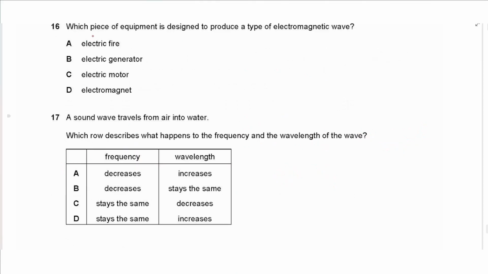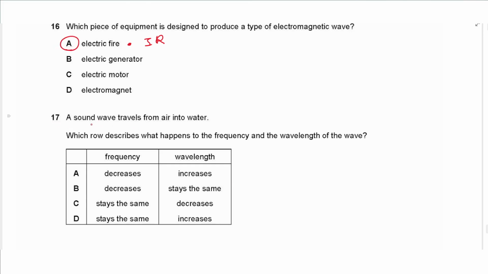Question 16 says, which piece of equipment is designed to produce a type of electromagnetic wave? Electric fire. It can produce infrared radiation because fire generates heat, and heat is sent out as radiation. Electric generator, no, it produces voltage, not waves. Electric motor produces motion, not waves. Electromagnet, it produces force or kinetic energy, not waves. So the answer is A.